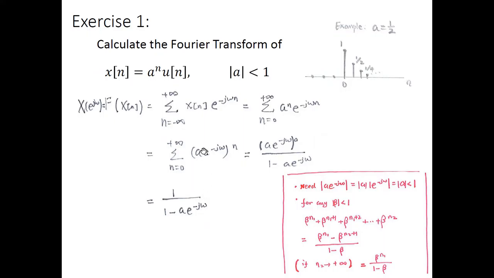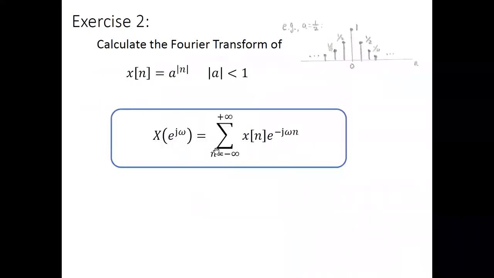Okay. Now let's look at a little bit harder example. a to the power of the absolute value of n. Again, constant a, its magnitude less than 1. But how to understand this absolute value in the exponent? So for n larger than or equal to 0, the absolute value of n just equals n. So it's a to the power n, the same as the last example, a sequence that decays when n increases.